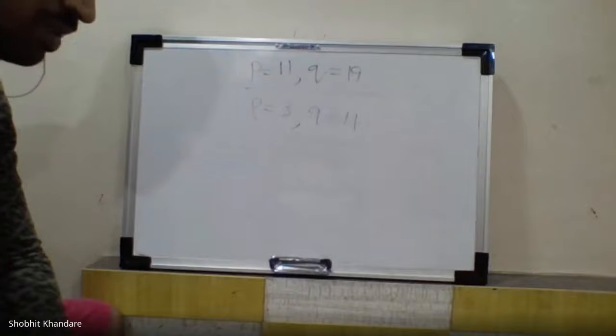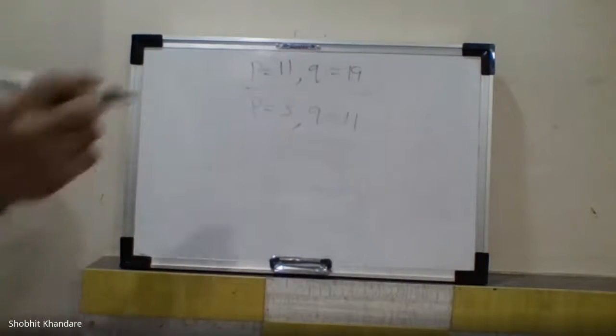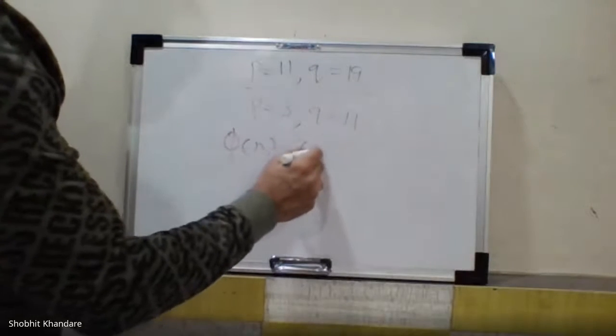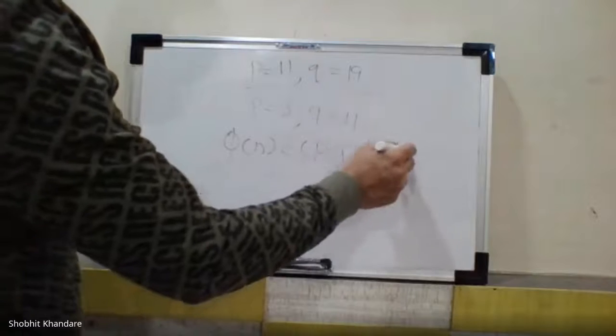Now write step number 1. Select two large prime numbers P and Q. Step number 2. Calculate N equals P into Q. Also, phi of N equals P minus 1 into Q minus 1.